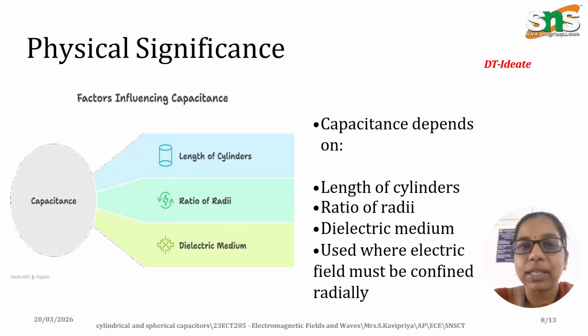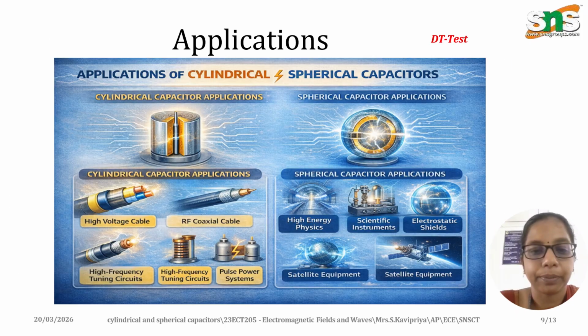And next is the physical significance of the capacitance. In the cylindrical and spherical cases, the capacitance depends on the length of the cylinder in the case of the cylindrical capacitor, and on the ratio of radii in the case of both the spherical and the cylindrical capacitor. It also depends upon the dielectric medium filled between the cylinders in the cylindrical case, and between the spheres in the spherical case.